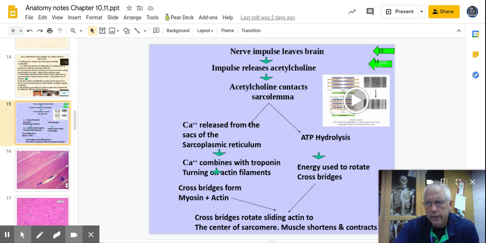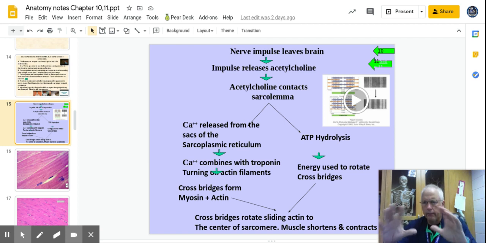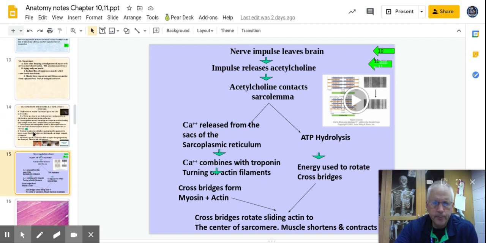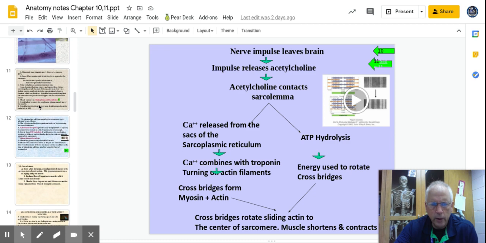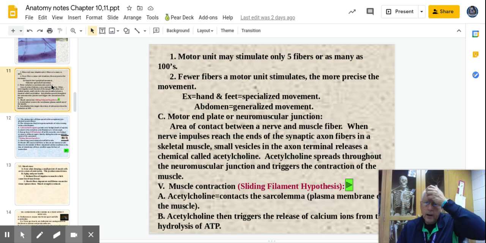And then acetylcholine is going to contact something called a sarcolemma. Don't get confused by that. A sarcolemma is just the plasma membrane of a muscle cell, or cells, plural. And that's what's going to set all this stuff into motion down here, okay? So let's go back to our notes. Okay, so acetylcholine contacts the sarcolemma. There's the rest of that statement, the plasma membrane of a muscle cell.